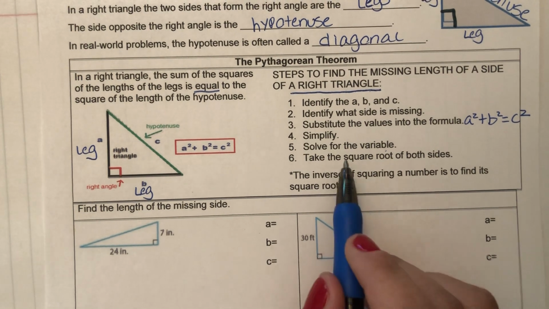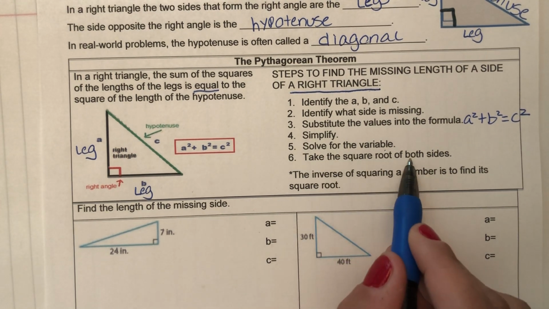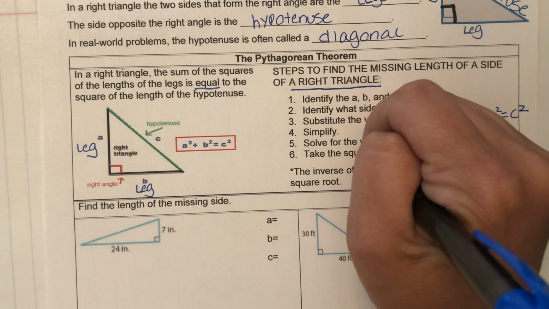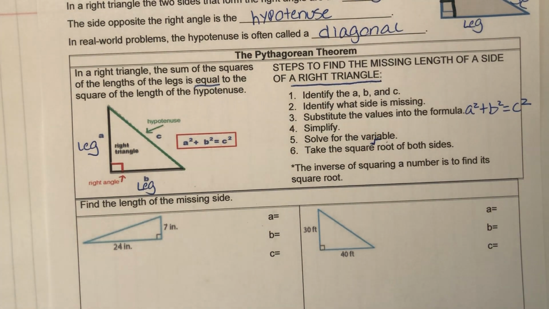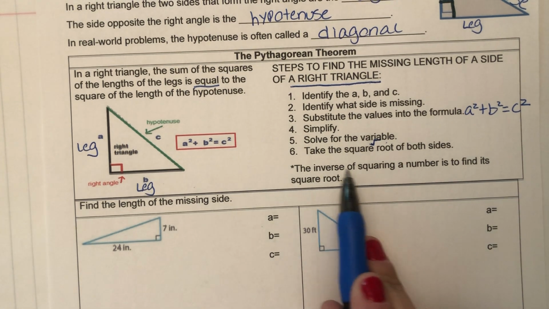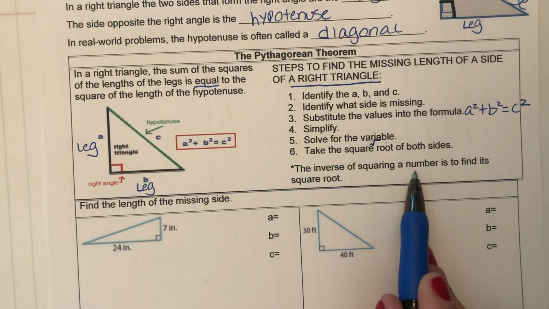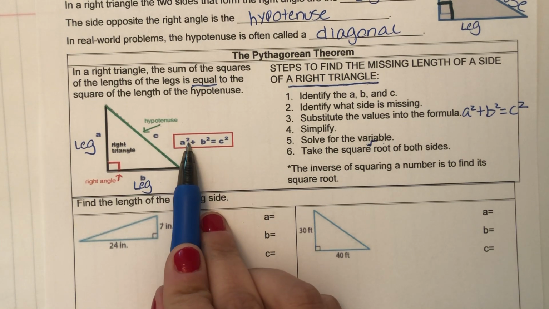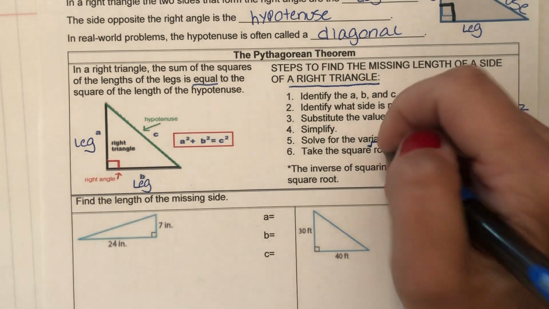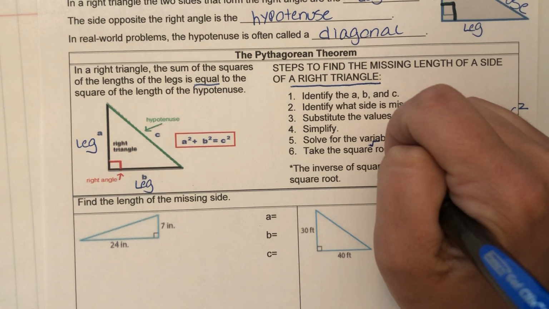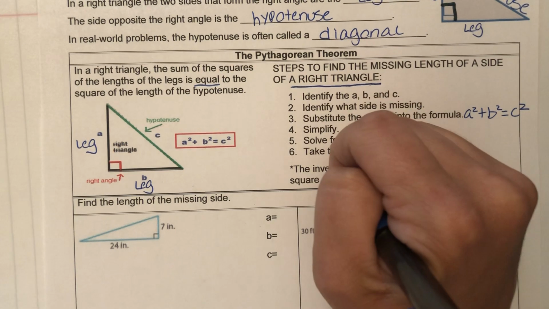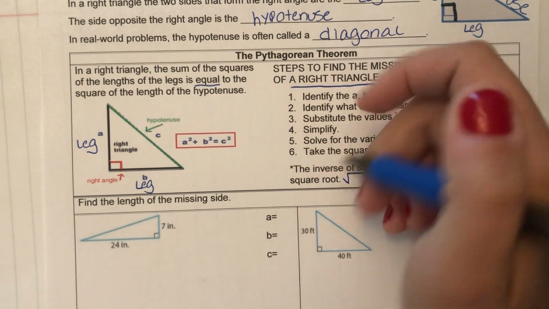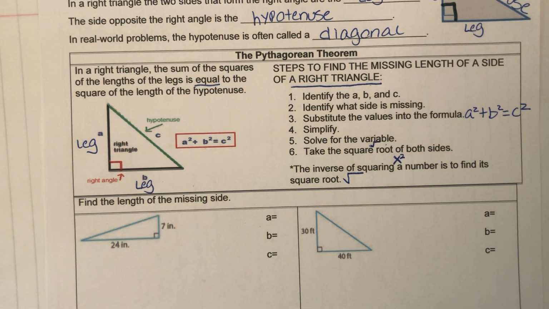And then our very last step is to take the square root of both sides. So remember, take the square root. That's that little sign that looks like this. The reason we do that is because the inverse, the opposite, of squaring a number is to find its square root. This is a number squared, A squared, B squared. So that's our very last step to figure out what the missing length is.